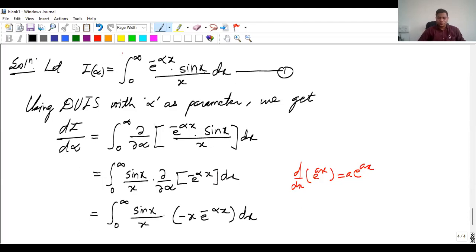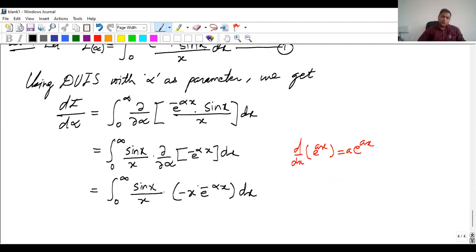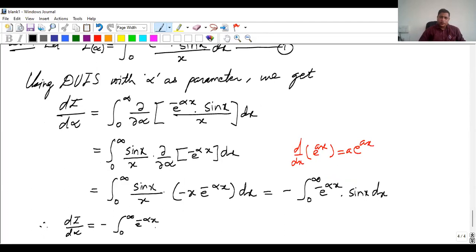Are you getting this derivative? Yes, sir. Okay, because we are finding the derivative with respect to alpha, not with respect to x. So this is an important step. We are differentiating this term partially with respect to alpha, and hence x is going to be constant. So this x and this x will get cancelled. We can have minus integral 0 to infinity e raised to minus alpha x sin x dx. So we got here dI by d alpha is equal to minus integration 0 to infinity e raised to minus alpha x sin x dx. Is that okay?